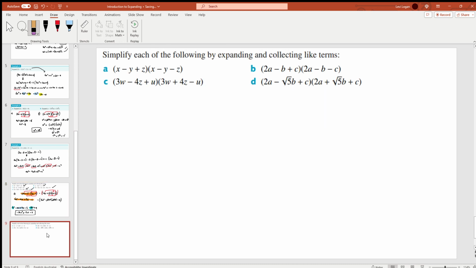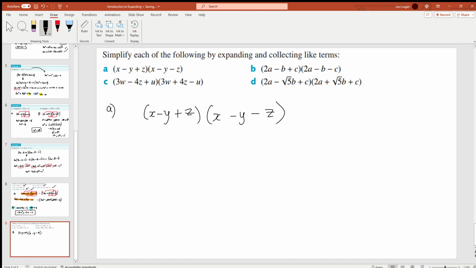And these ones are a bit harder because, as you can see, there's very little numbers in them. So, for example, this one has no numbers at all. Well, it does, as the coefficients, they're just ones and negative ones. But you can see down here, we've got lots of letters starting to appear. Okay? So, let's have a go at A. So, A is going to be x minus y plus z multiplied by x minus y minus z.